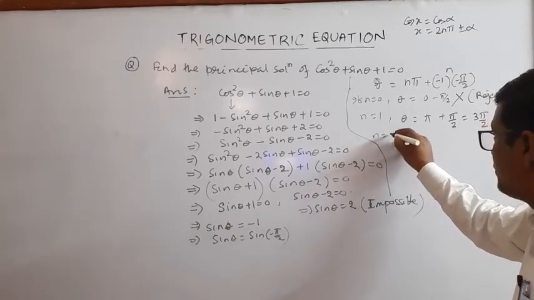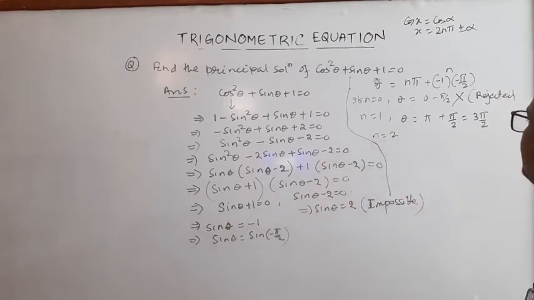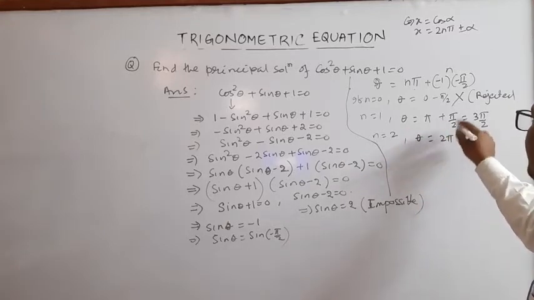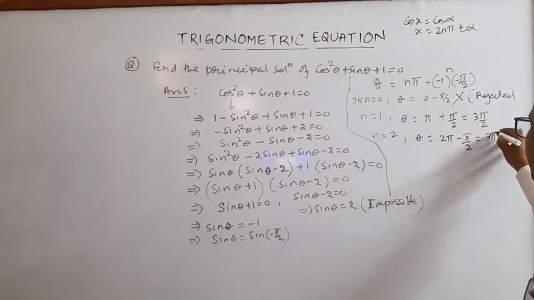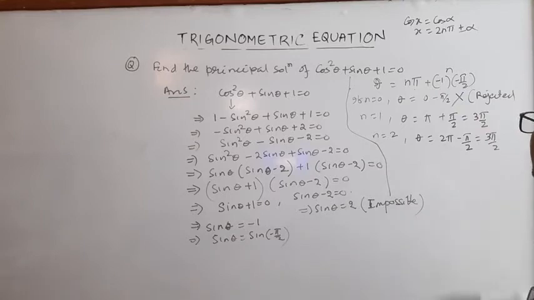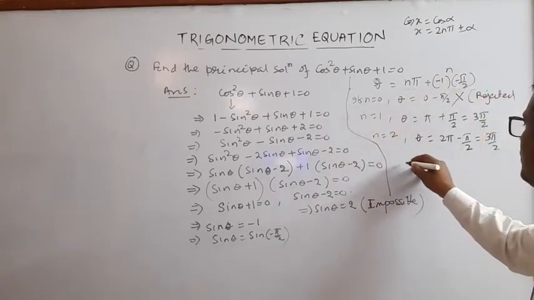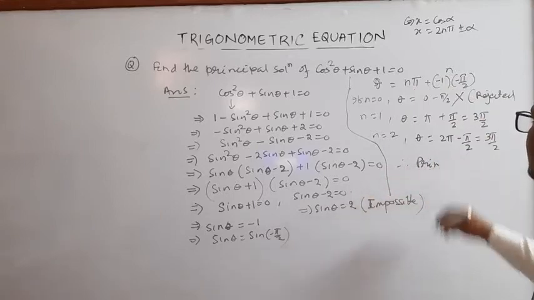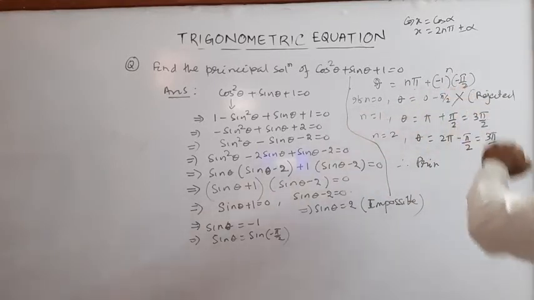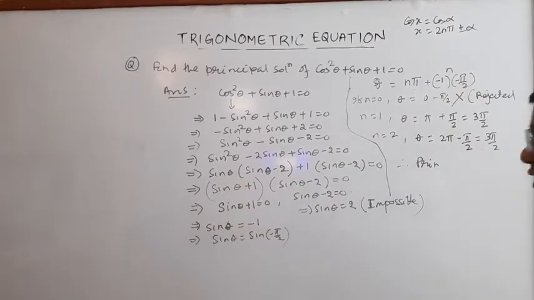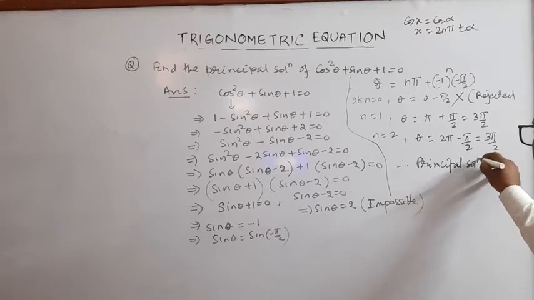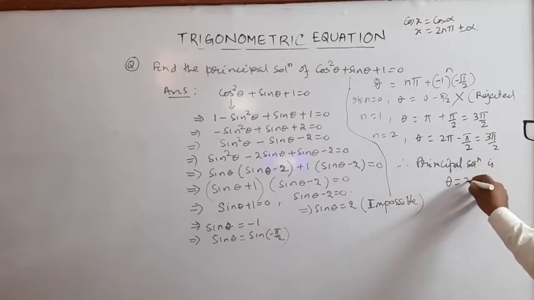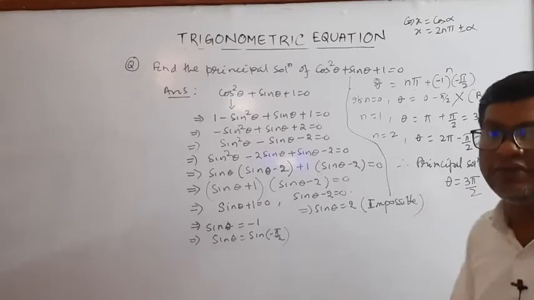If n is equal to 2, theta is equal to 2 pi plus minus pi by 2, which again gives 3 pi by 2, a repeat. For n equal to 3, this is 3 pi plus pi by 2, which is greater than 2 pi, so there is no need to write this. So the principal solution is theta equal to 3 pi by 2, only one answer.